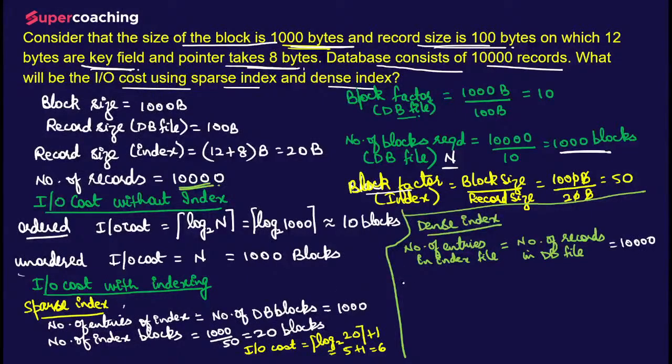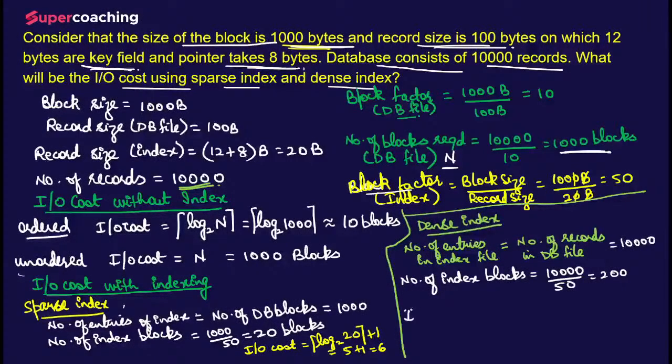Just like here, we can find out the number of index blocks. Block factor already हम calculate कर चुके हैं. Number of index blocks required: 10,000 entries को store करवाना है. एक block में 50 entries आ सकती हैं. So it results into 200.